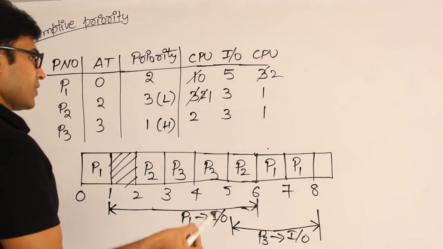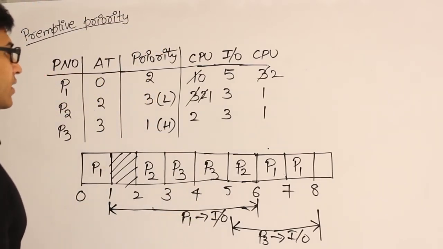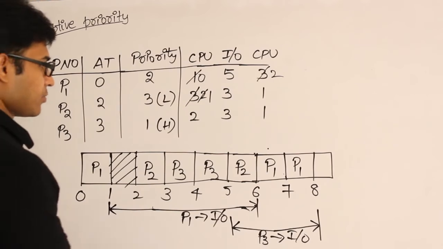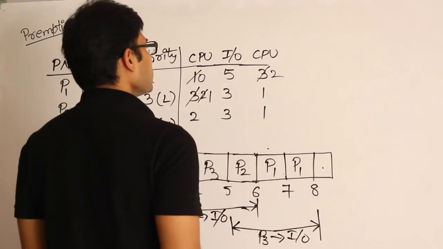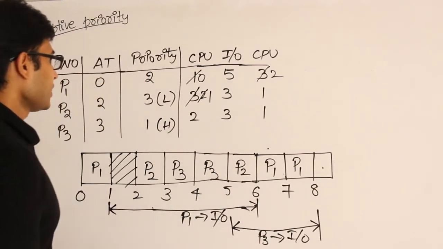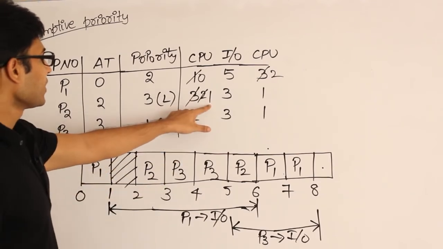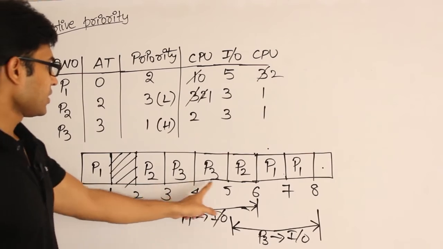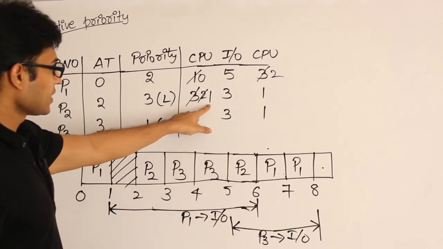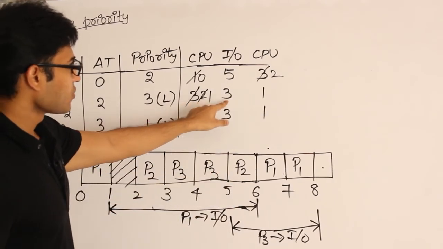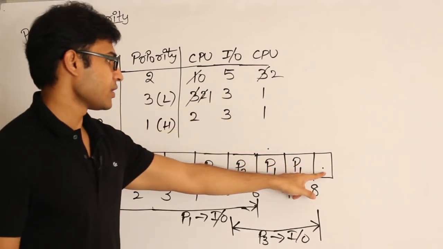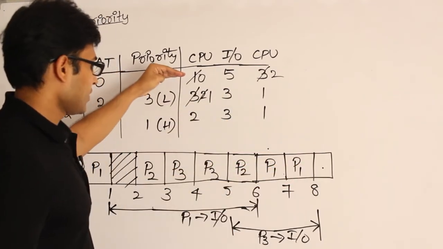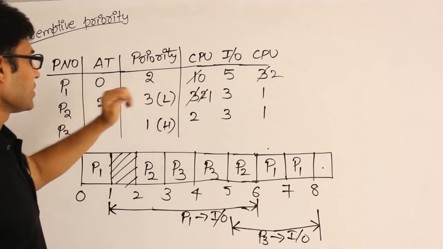Now P3 became available. At this point we have P1, P2 and P3, everything is available, right? So P2 is available. See, P2 has run only for 2 units, check it. Here it has run for 1 unit and here it has run for 1 unit. Therefore, it still has 1 more unit before it could go for IO. Therefore, at this point, P1, P2 and P3 are all available.